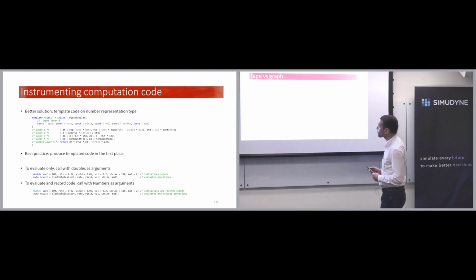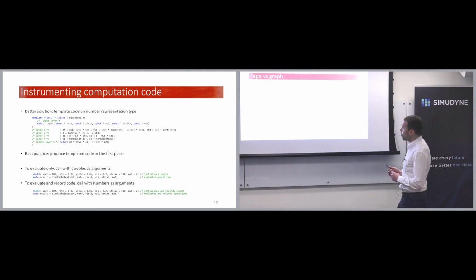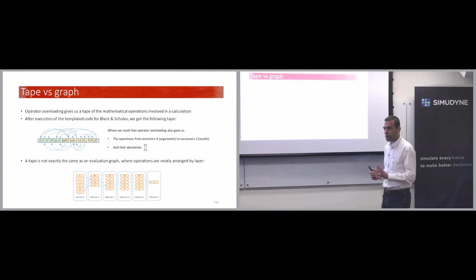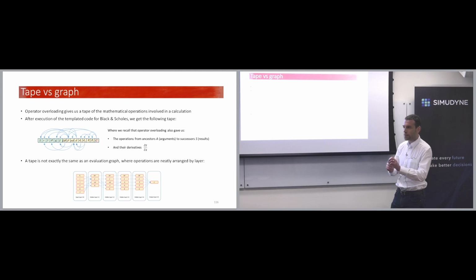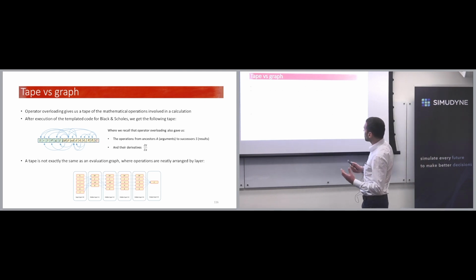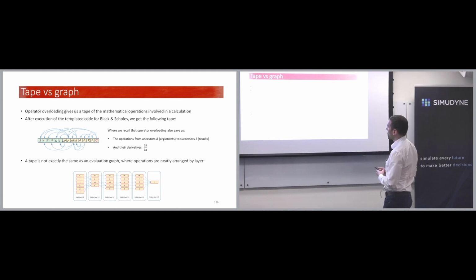Yeah? So what we get in the end is a tape, which is not exactly a graph, not the way we have seen it earlier, but it contains the exact same information. It contains the sequence of all the operations and their dependencies, and crucially, the local derivatives of each operation to its arguments. So operator overloading gives us a tape of all the mathematical operations that are involved in the calculation.